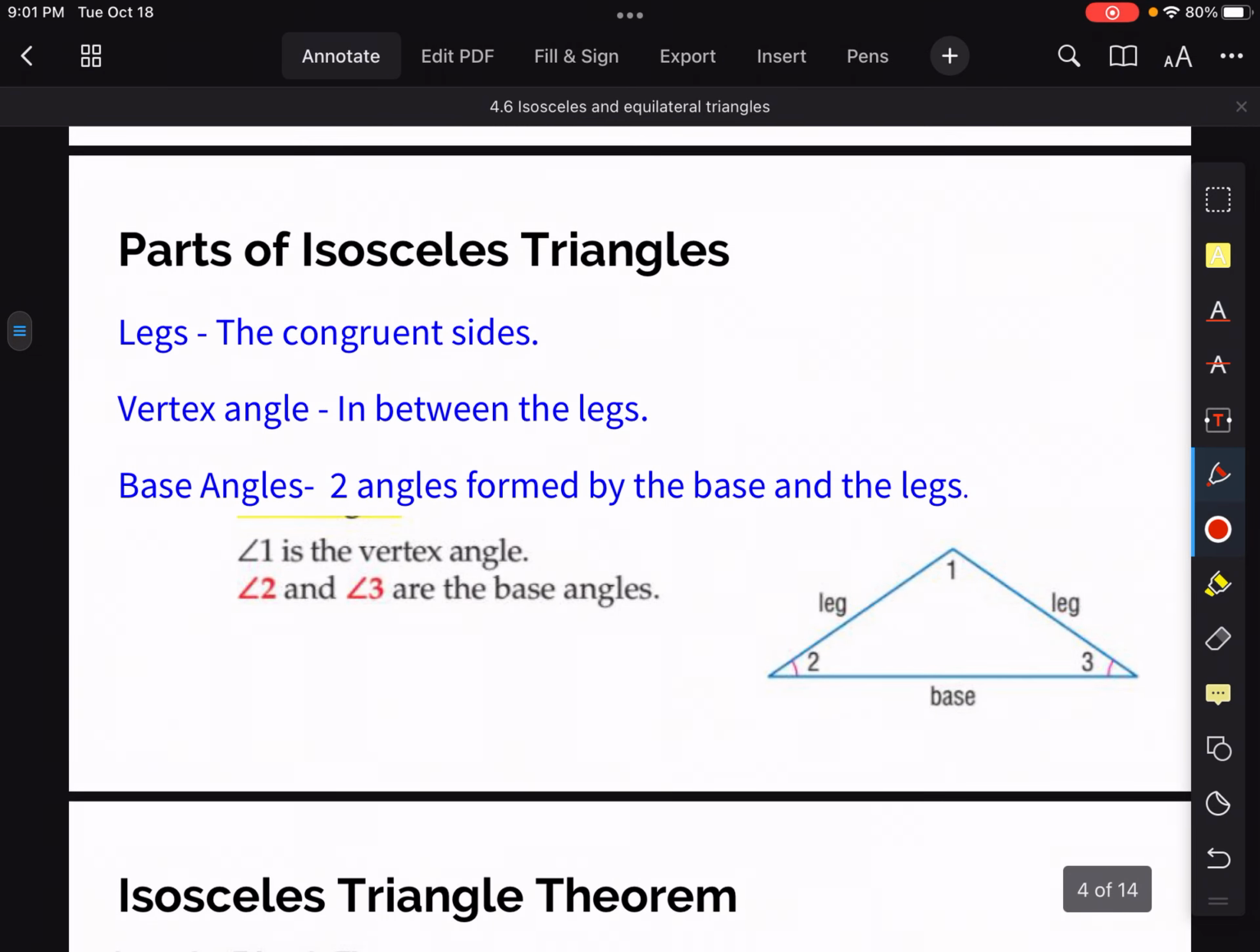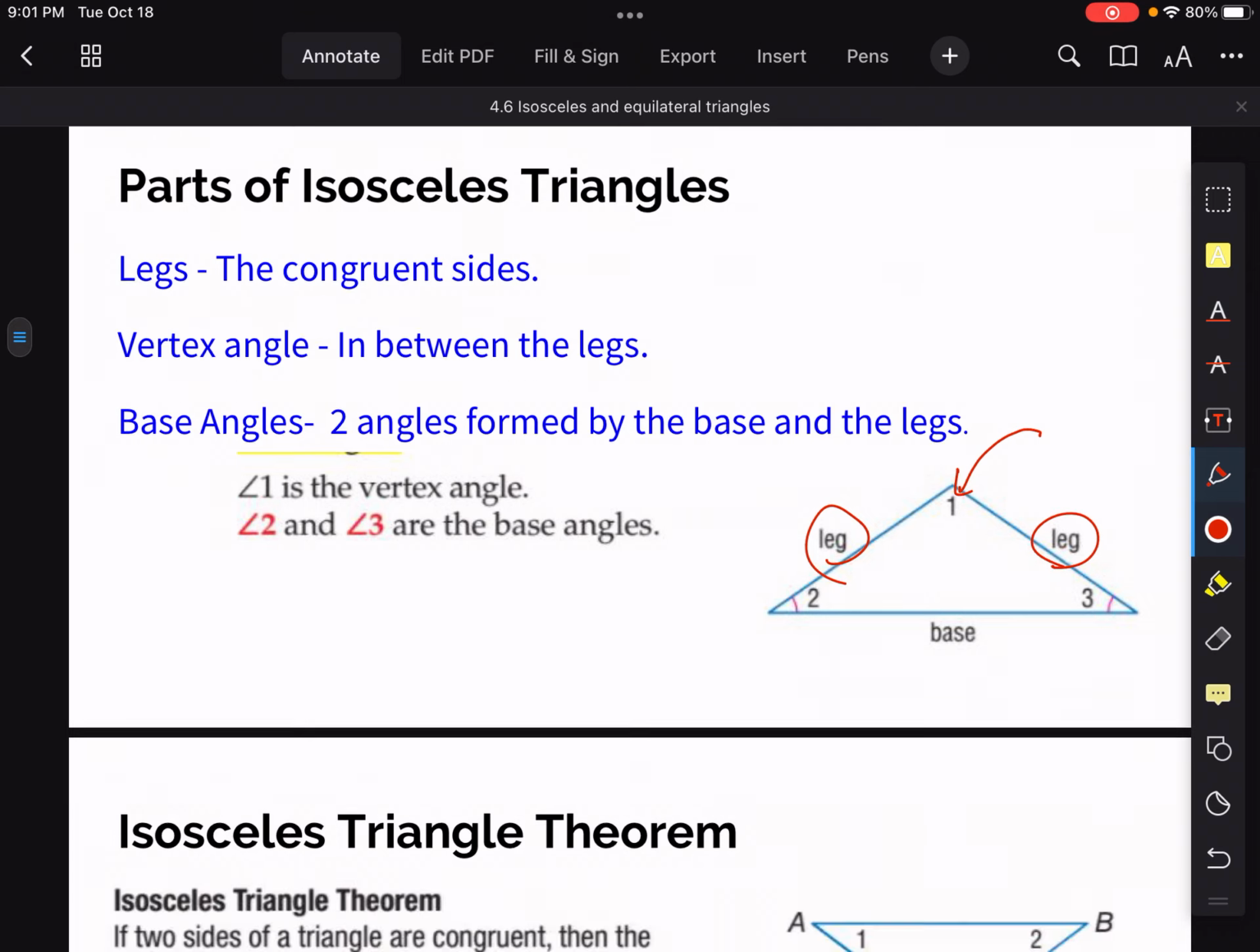So the parts of an isosceles triangle, this isn't super important, but I wanted to give this to you. The congruent sides are called legs. The vertex angle is always the angle that's in between the legs, which would be 1 in this case. And the base angles are the two angles that are formed by the base and the legs, so 2 and 3 in this case. Maybe just jot that down in your notes. Make sure you know what the pieces are in case they ask you for one of those. But let's just keep cruising.